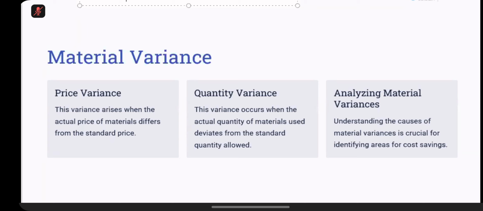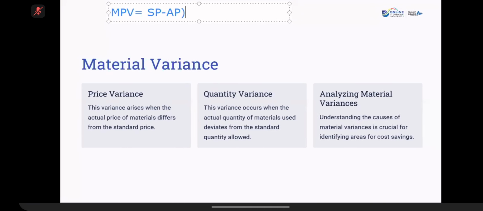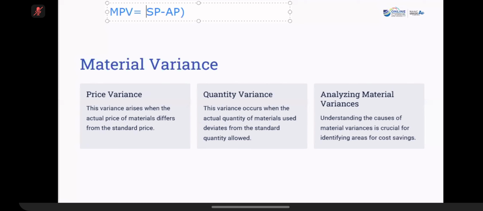The formula that we have is standard price minus actual price into actual quantity. So standard price minus actual price into actual quantity, when you do, you get material price variance.